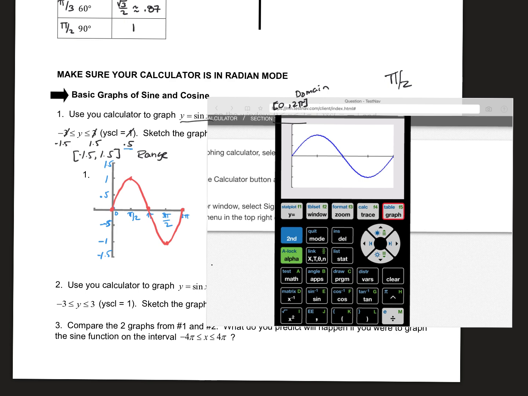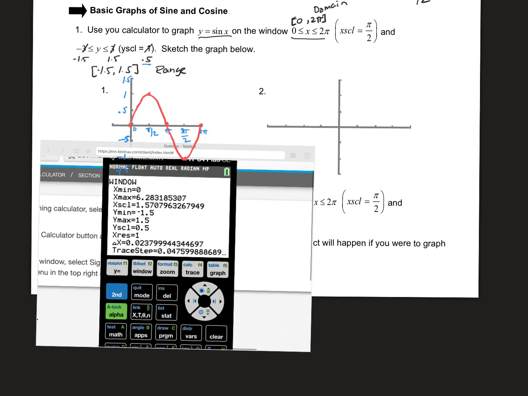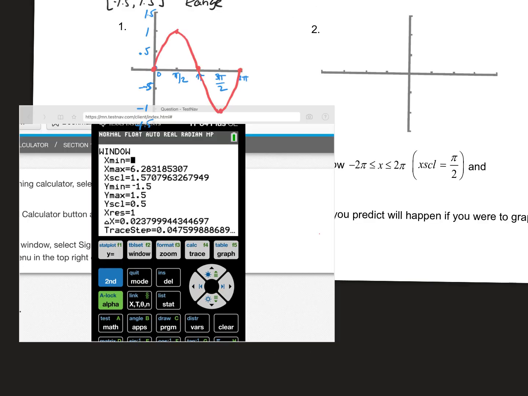So put that in your calculator, just like you see it. Okay, so this time we want our window to be at negative 2 pi to 2 pi. So on our window now we have a 0. Okay, so I'm going to change that to negative 2 pi. So again, go to your calculator. Okay, so we are going to graph from negative 2 pi to 2 pi. X scale is the same as the axis above.